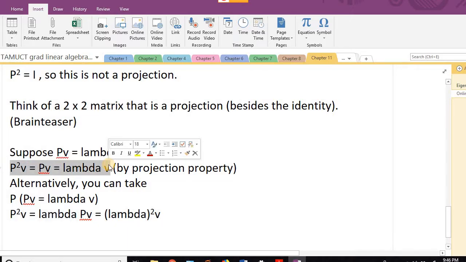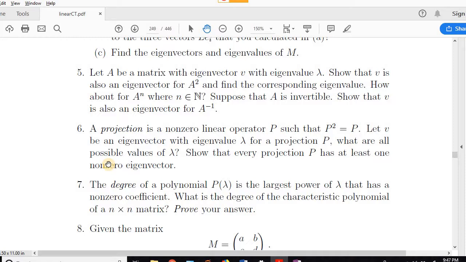So put them together. I said lambda squared is equal to lambda. I subtracted lambda from each side, factored out a lambda, and I came up with my lambda values being 0 and 1. Okay, that's correct. That is absolutely correct. What I do not know how to do is to show that every projection P has at least one non-zero eigenvector.